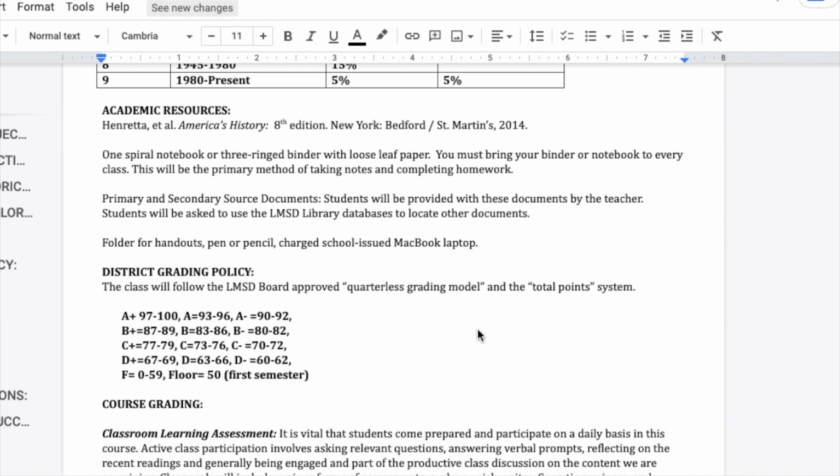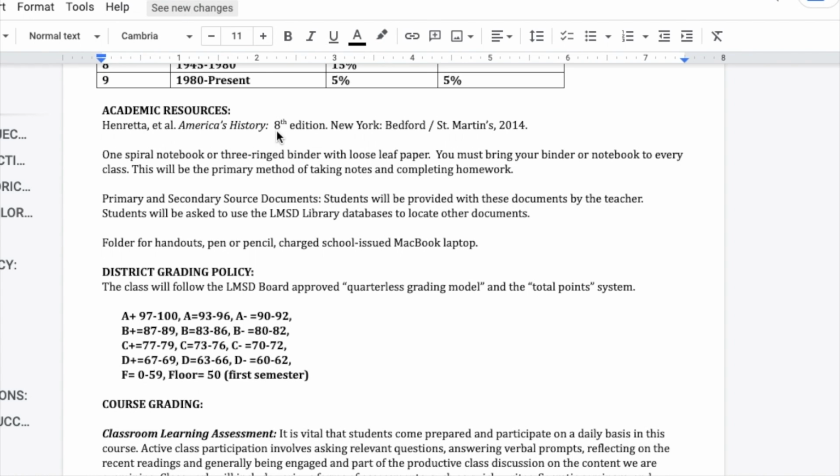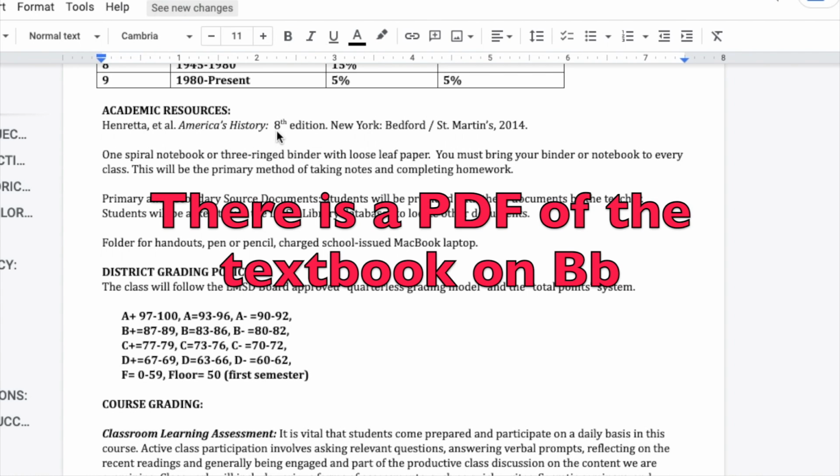Academic resources, what will you have at your disposal? Every student will be issued a Henrietta America's History 8th edition textbook. You should keep that at home. You will not be required to bring that to class. Also, there is a PDF copy of it on Blackboard on the left-hand margin.